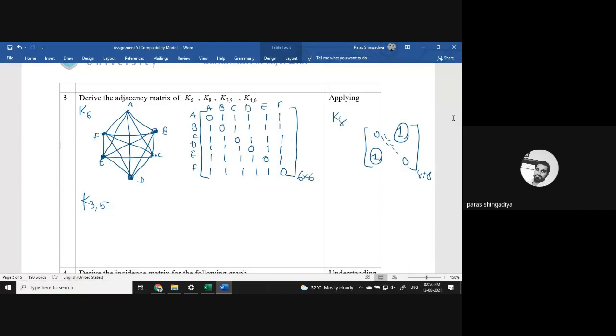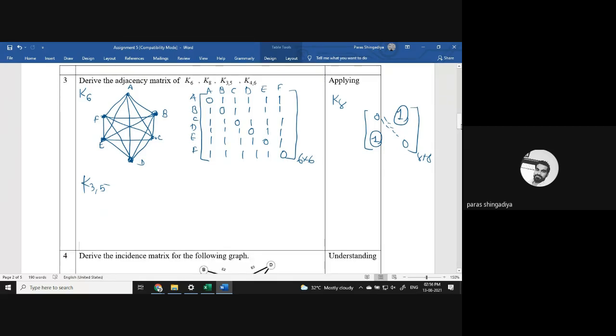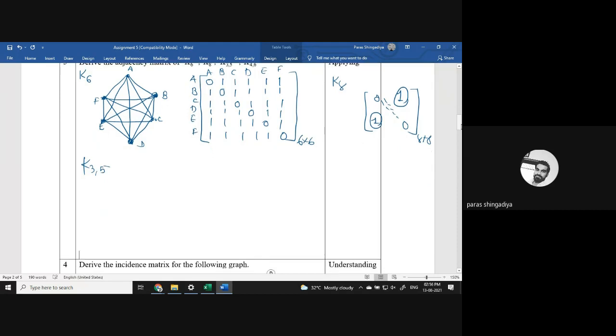Okay, all of you have done the K8 graph. Now let's start the second graph, that is K35. There is also one special answer you will get, because these are special graphs. So first let us go to K35.